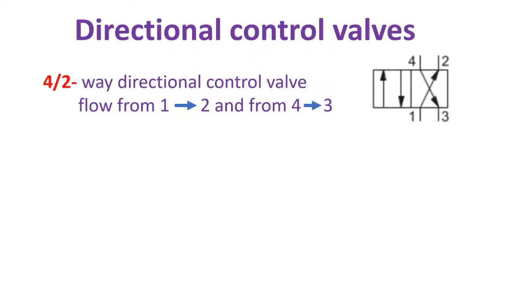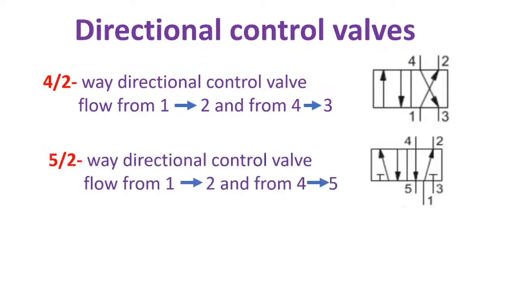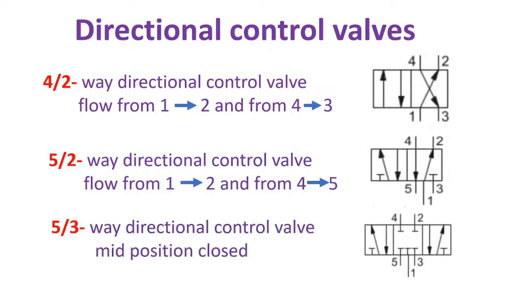The next one is a four-two-way directional control valve, flow from 1 to 2 and from 4 to 3. The next one is a five-two-way directional control valve, flow from 1 to 2 and from 4 to 5. Next, a five-three-way directional control valve, mid position closed.